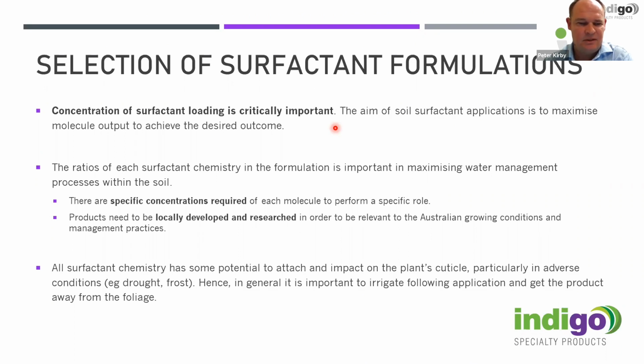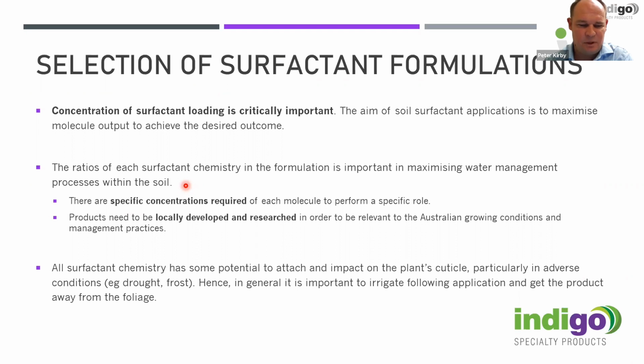So using materials with a really high concentration of surfactant is important to ensure that you get the result you require. The ratios of each surfactant chemistry is really where the proprietary information comes in and where a lot of field trial work needs to occur. You can actually have the wrong proportions of products. So the key is to help when we're selecting surfactants or developing surfactants.